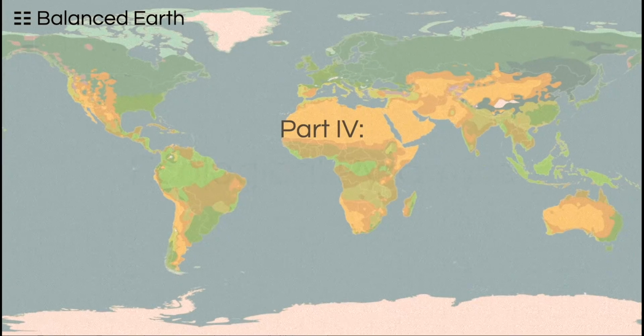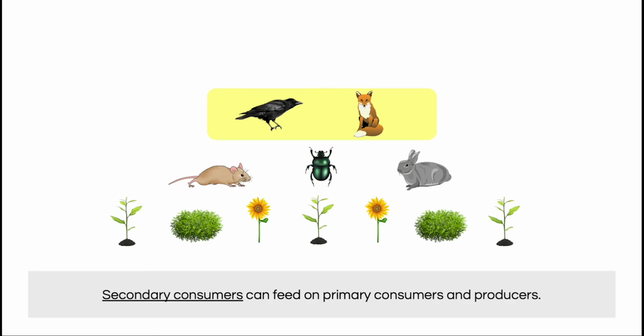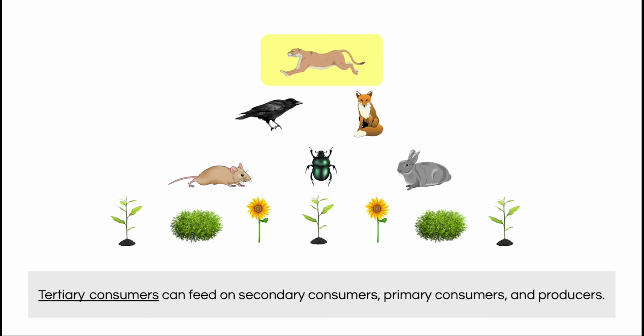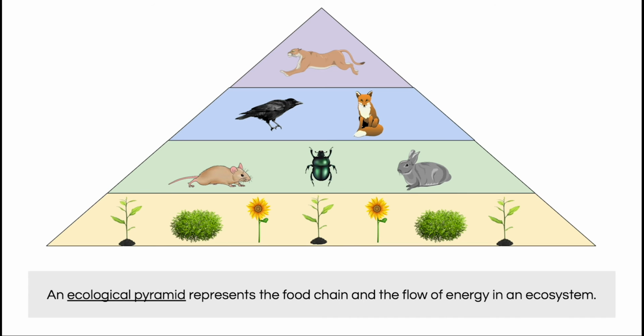We also looked at different levels of consumers. Primary consumers eat producers, while secondary consumers eat primary consumers, tertiary consumers eat secondary consumers, and so on. If we group these consumers into trophic levels based on their eating habits, we create an ecological pyramid, which represents the food chain and the flow of energy in an ecosystem.